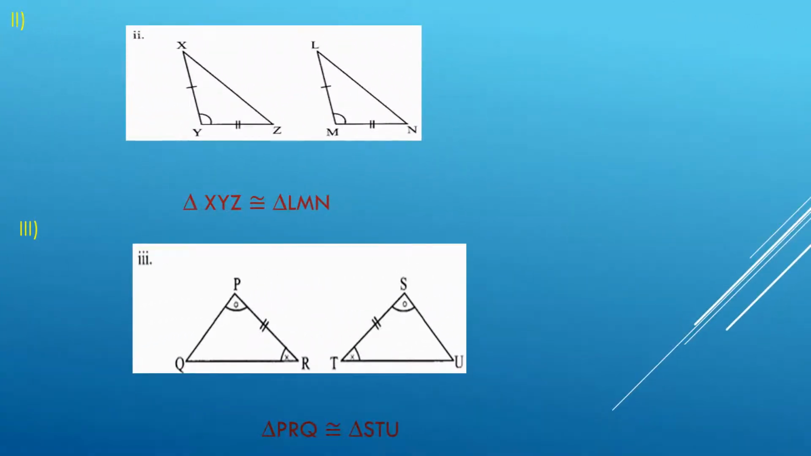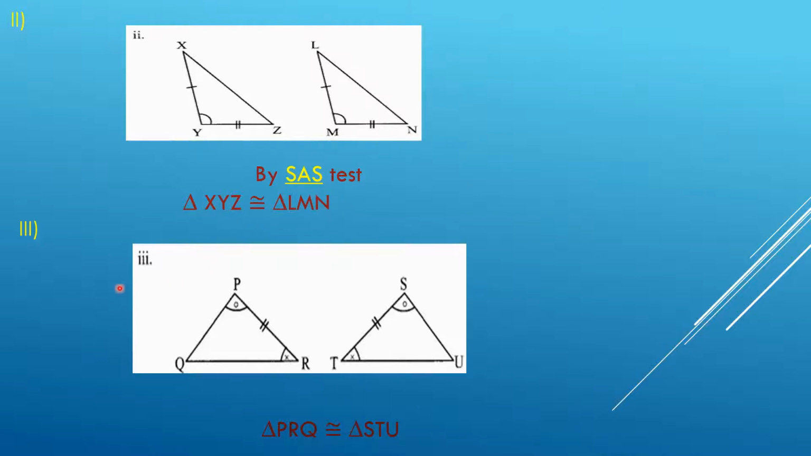Second question. The triangle XYZ and triangle LMN. In this figure, the side XY and side LM are equal, and side YZ and side MN are also equal, and angle Y and angle M are also equal. By which test are these two triangles congruent? By SAS test these two triangles are congruent. That means side, angle, side. Therefore triangle XYZ is congruent to triangle LMN.